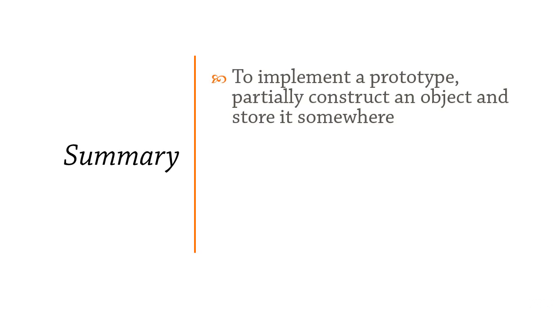All right, let's try to summarize what we've learned about the prototype design pattern. So first of all, to implement a prototype, all you have to do is construct an object. You can partially construct it or you can fully construct it, and then you can store it somewhere so that you can replicate this. And then the question is, well, how do you clone the prototype? And there are different ways of doing it.